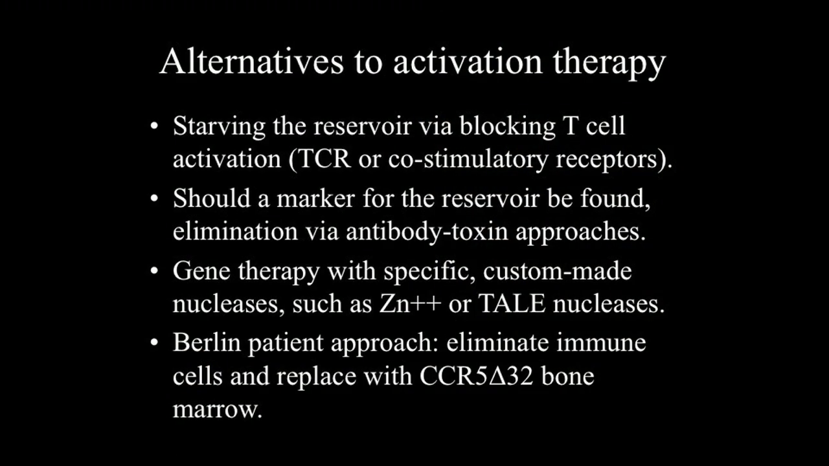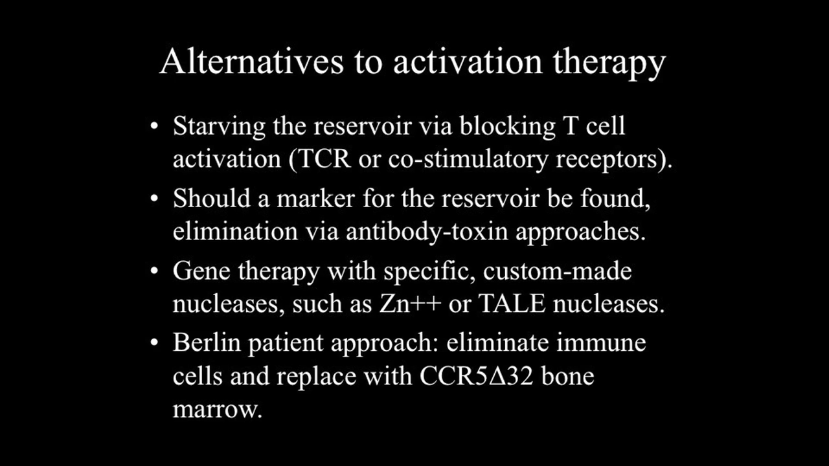Now, just 1, 2, 3 slides. So basically, alternatives to activation therapy, which I presented to you in the preceding slides. There is an idea that starving the reservoir via blocking any cell activation might do the trick. I think that's probably not a great idea, especially since starvation for tumors has been so disappointing, and I don't see that if it's already factor insufficiency and transcription interference, this is just basically reinforcing those particular blocks to HIV replication. Should a marker for the reservoir be found, elimination via antibody toxin approaches could be contemplated, but I tell you, the only marker that we have is the short transcripts, which are not on the surface.